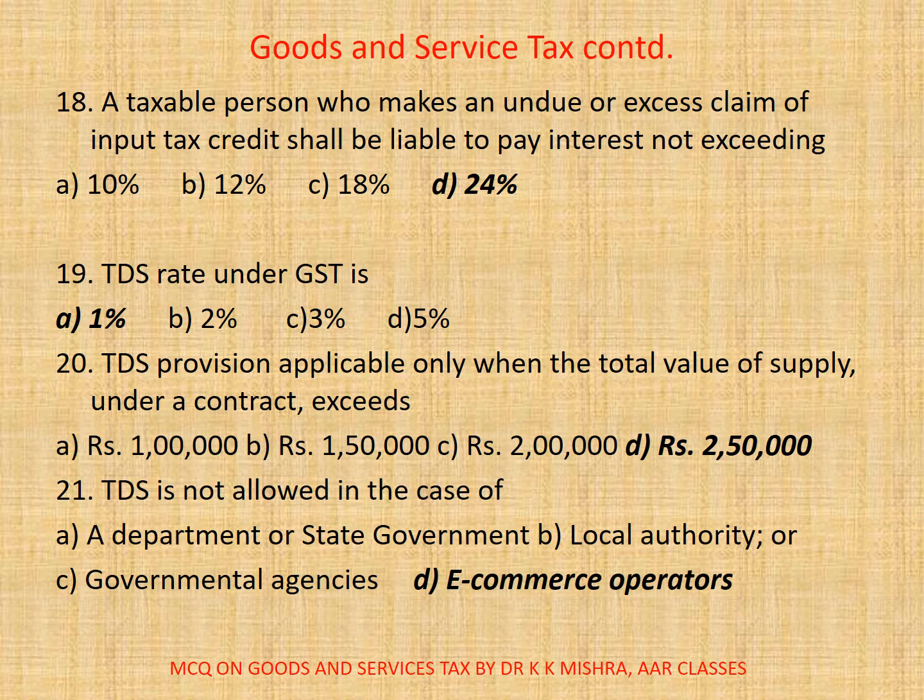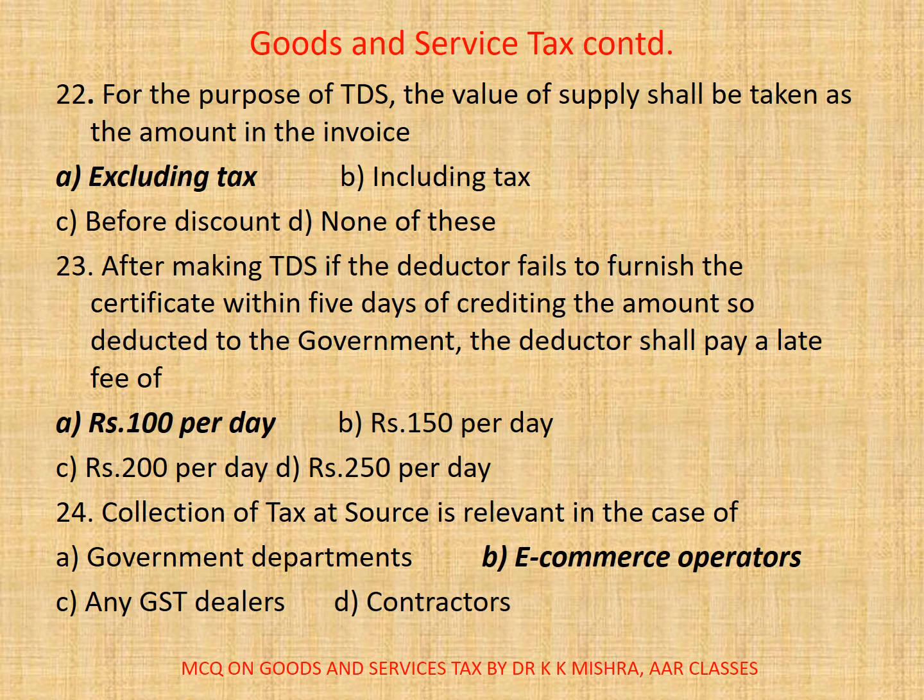E-commerce operator. 22. For the purpose of TDS, the value of supply shall be taken as the amount in the invoice, A. excluding tax, B. including tax, C. before discount, D. none of these. The correct option is A.